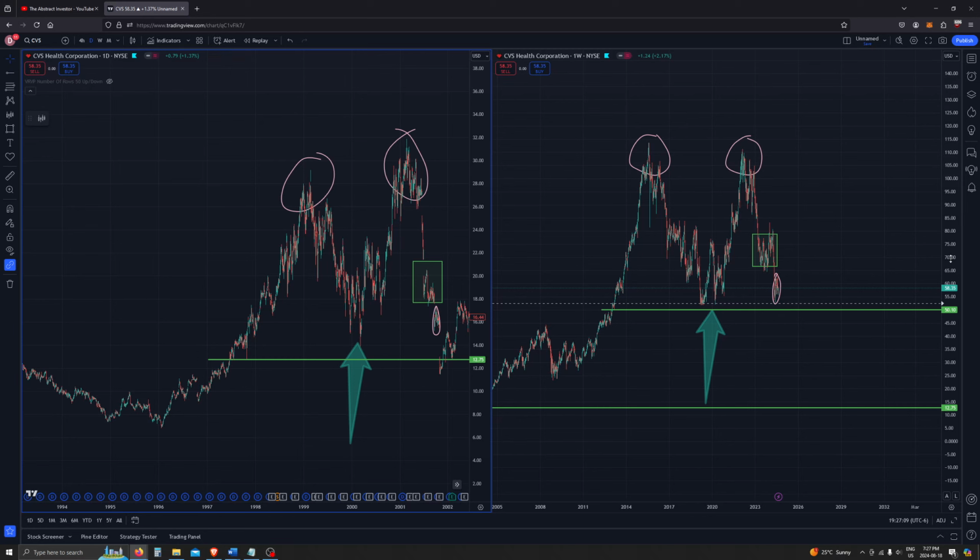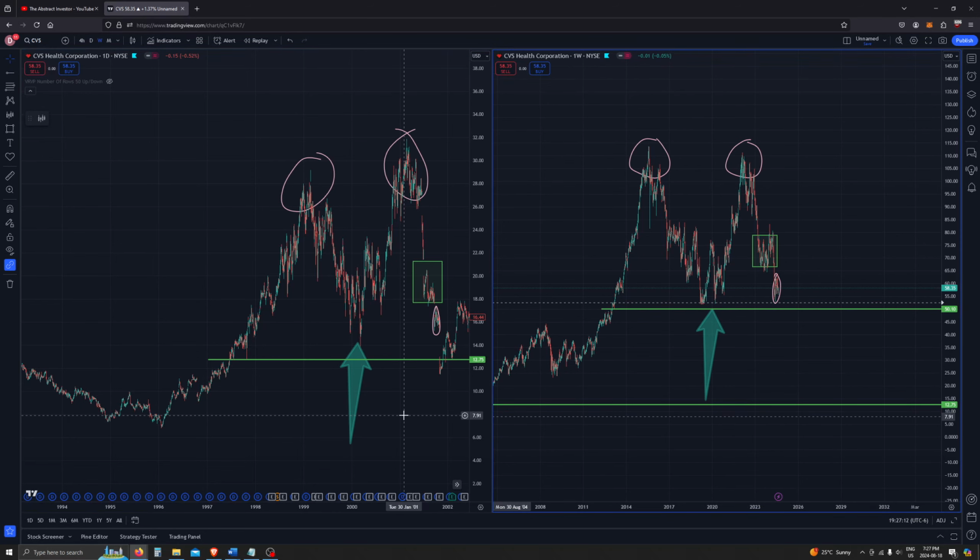It's one that I think is fun to chart. It's exciting. It shows off the pattern repetition really well.